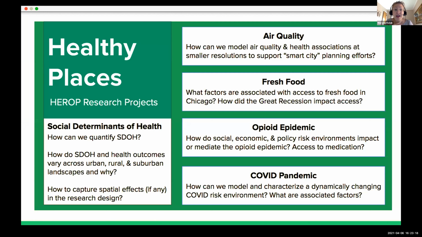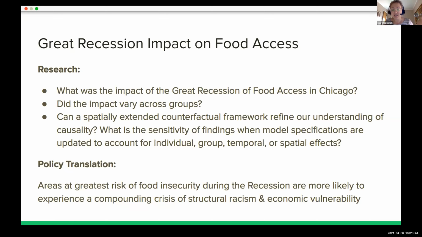So at our lab, the Healthy Regions and Policies Lab, we will look at different dimensions and intersections of healthy places, from fresh food access to air quality, the opioid epidemic, the COVID pandemic, and then also more structurally, like the social determinants of health. Like, how do we measure them? How do we actually implement that understanding in these different topics? So a recent project, as a small example, is measuring the Great Recession's impact on food access. This is the previous recession, not the one that we're in right now, but the Great Recession from 2007.